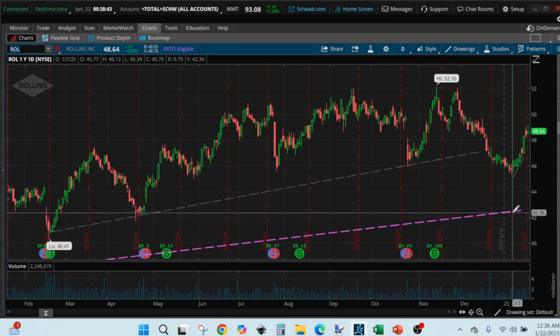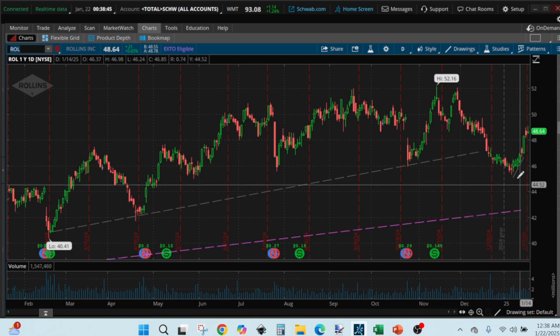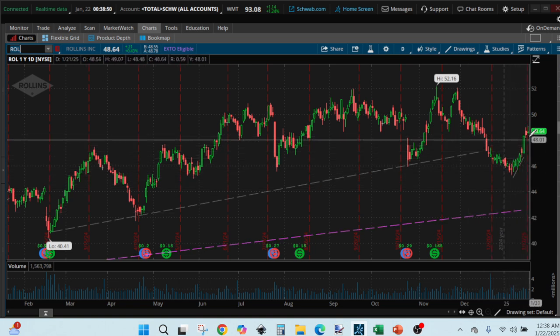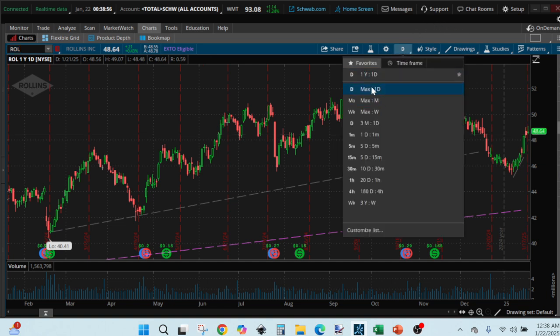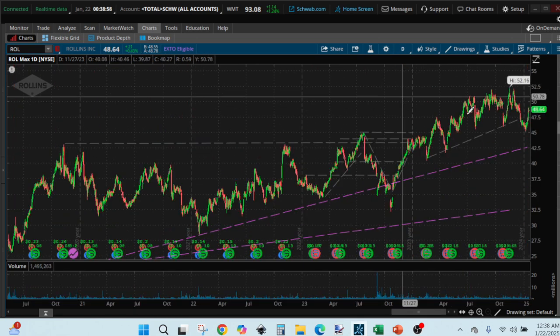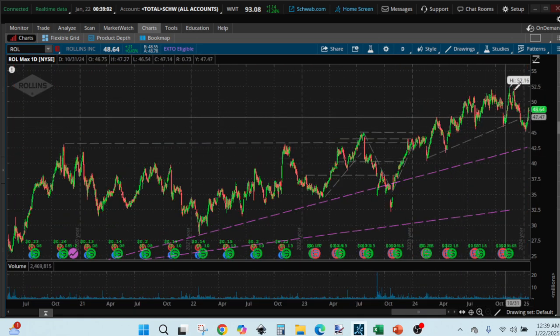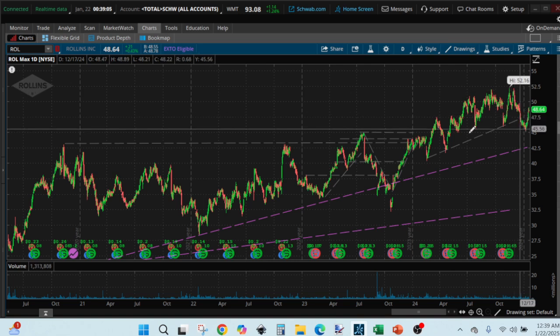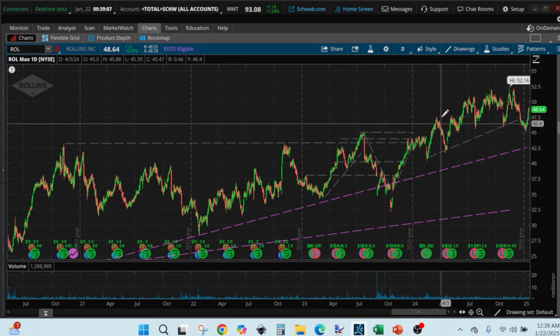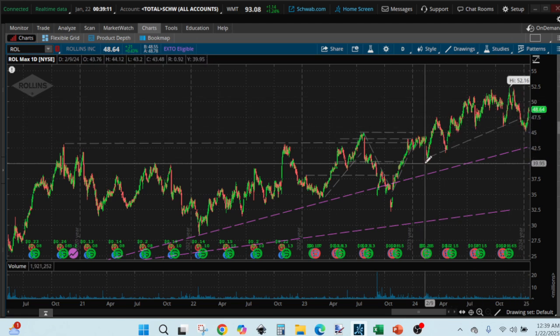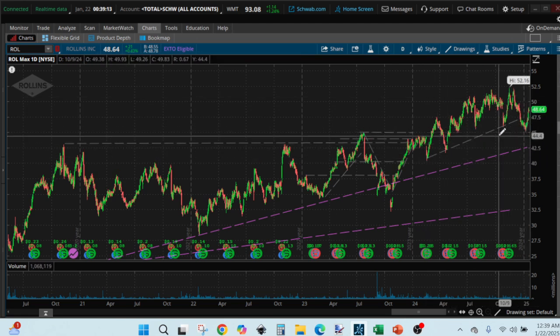ROL, we like to buy at this trend line, and it pulled back not too close to it and started going up from there. If we go to the maximum daily chart, we can see it does have those jagged charts. But yeah, we can just keep looking.